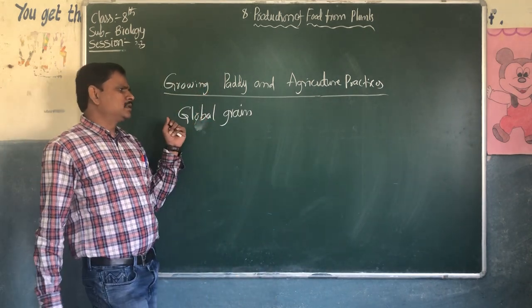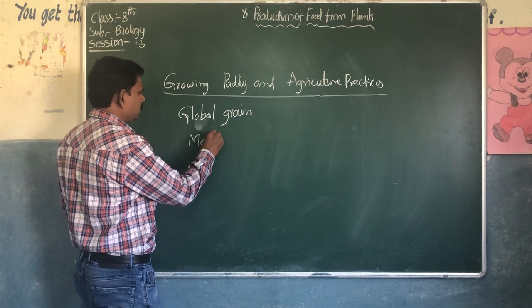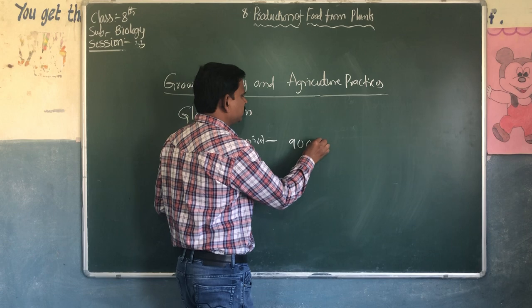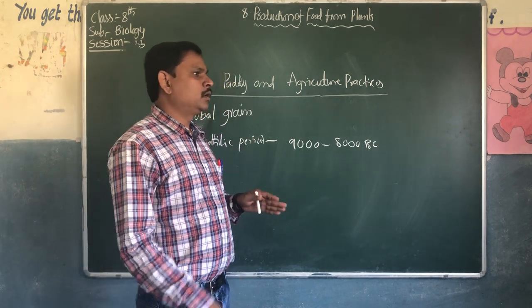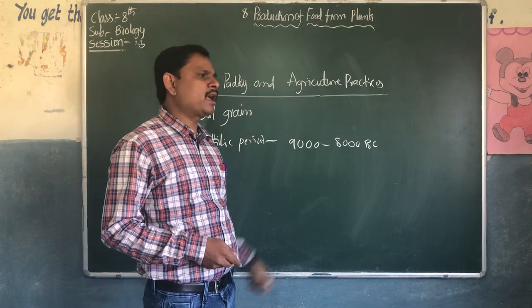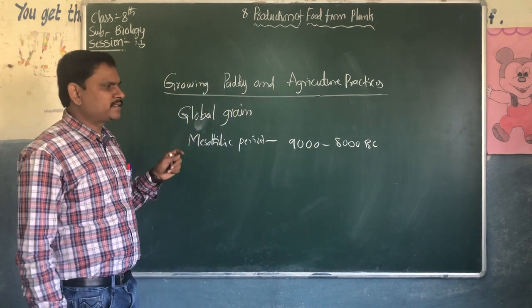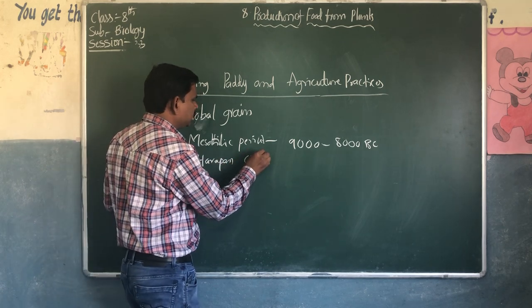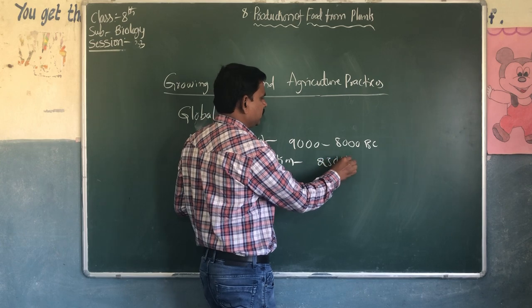Actually, rice growing started in the Mesolithic period, before 9000 BC to 8000 BC. Now we are in 2020, so about 2020 plus 9000 years back, this cultivation of rice was started in the Mesolithic period. We also saw this rice in the Harappan civilization. This rice cultivation we already saw in the Harappan civilization around 2300 BC.